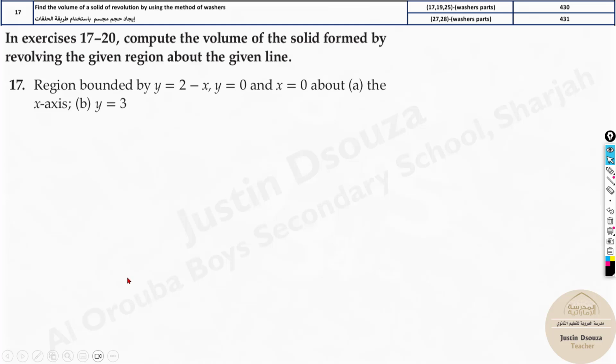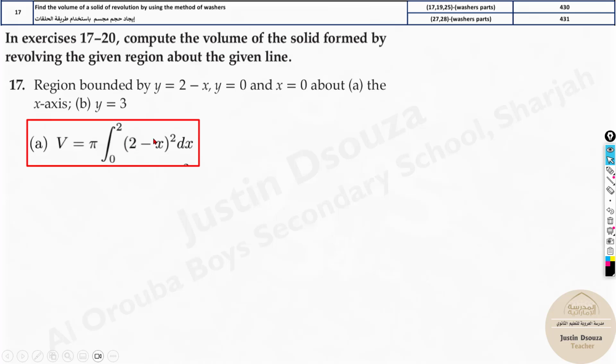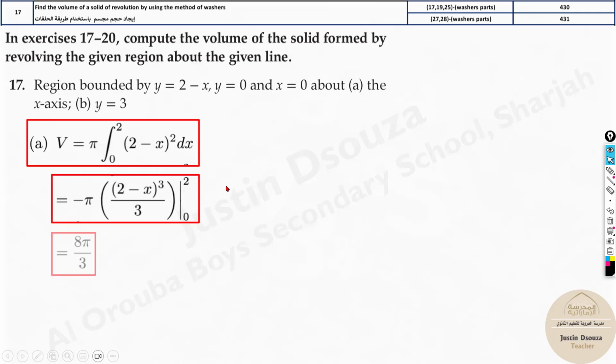Please do try the other problems by yourselves. Now here, let us see the difference between which is the washer and which is the disk. Here we have a problem of the region bounded by y = 2 minus x, y = 0, x = 0, revolved about the x-axis and about y = 3. Over here they have just given the answers, they have not done the figure. So let's do the figure and then understand.